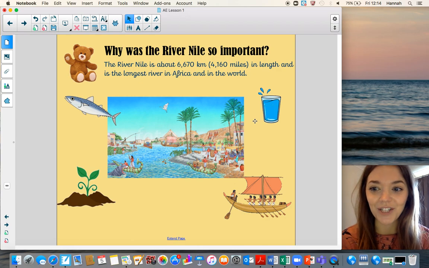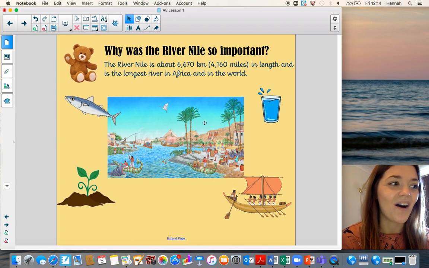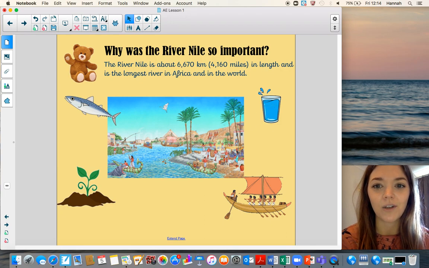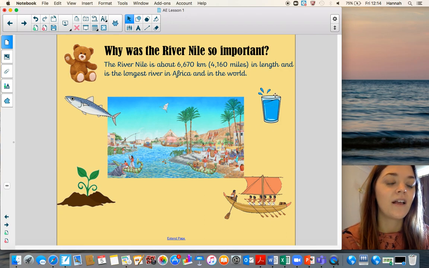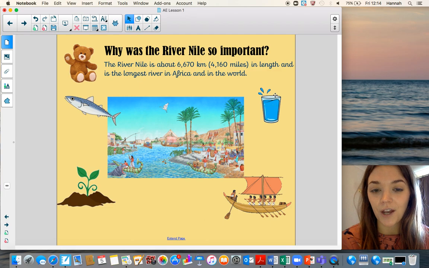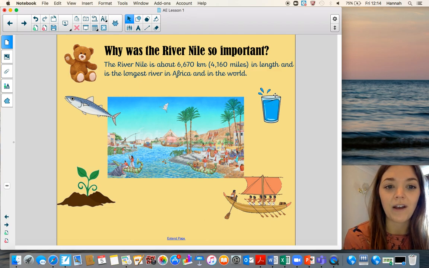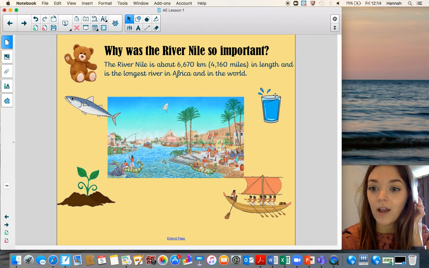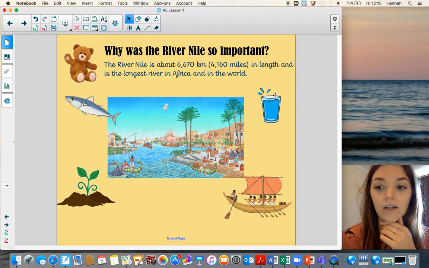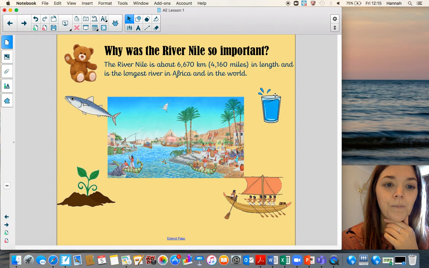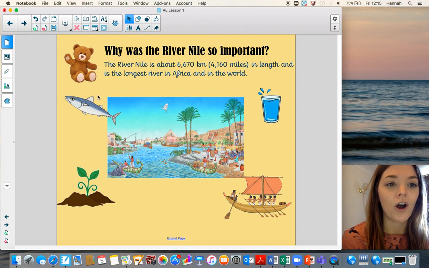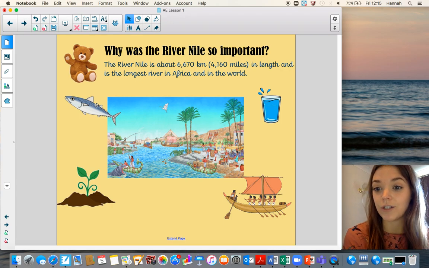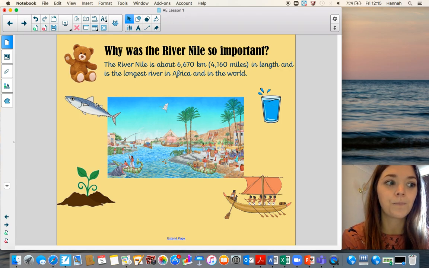So how did you get on? Our first picture, we've got this glass of water. So not only did they use the water for drinking, but the water was very important for their crops because obviously they used to grow a lot of their crops and they needed the water to help those. Then we've got our fish. So obviously they used to go fishing as a sport, but then they'd use the fish as food as well.